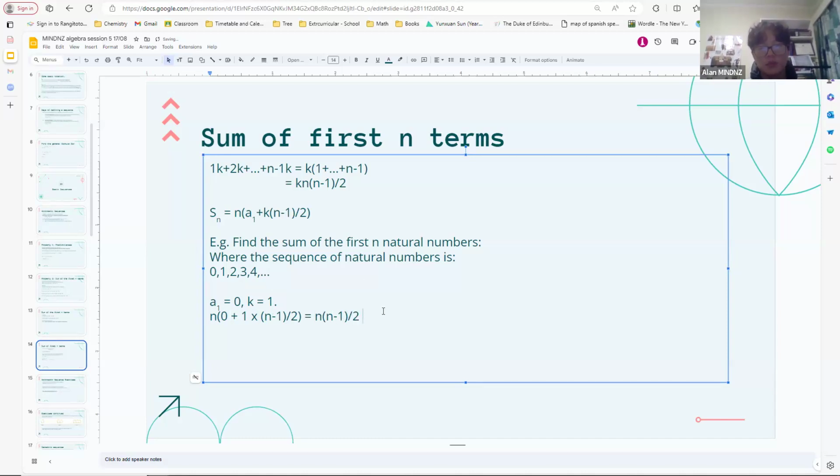But this sum would be different if we were trying to find the sum of the first n positive integers. Why is that? It's because a1 is different. For natural numbers, a1 would be 0, but for positive integers, a1 would be 1.